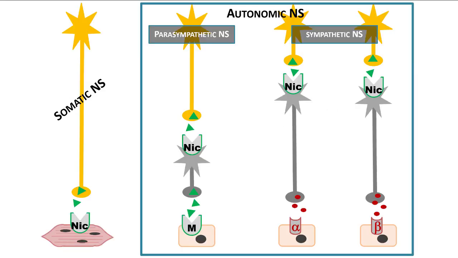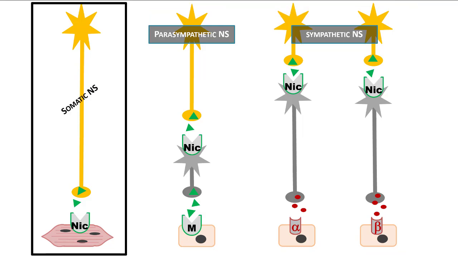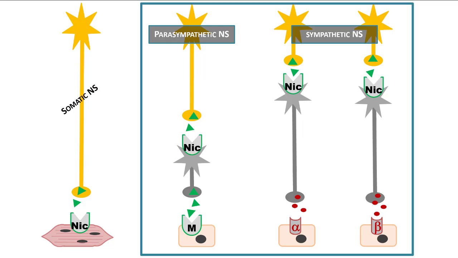Here we see the peripheral nervous system pathways for the somatic and autonomic portions that include the neurotransmitters and their specific receptors. For voluntary skeletal muscles of the somatic nervous system, acetylcholine will bind to a nicotinic receptor that is on the surface of the muscle to stimulate the muscle to contract.